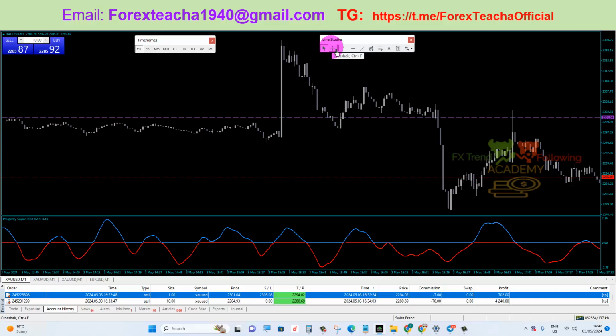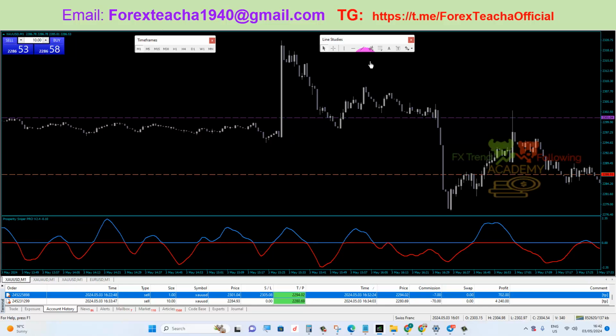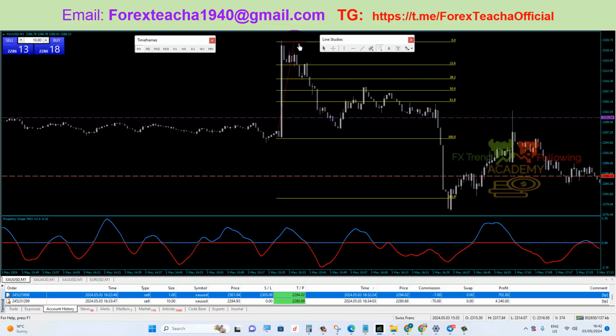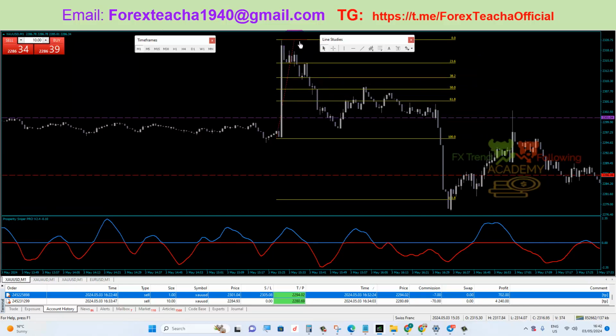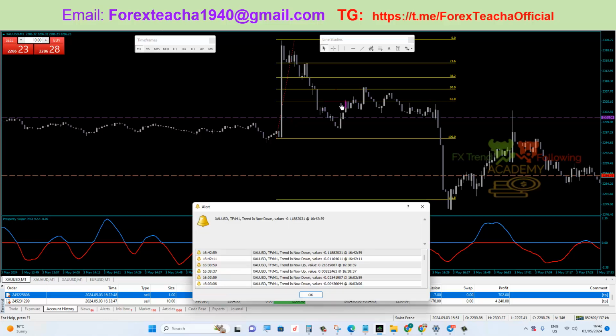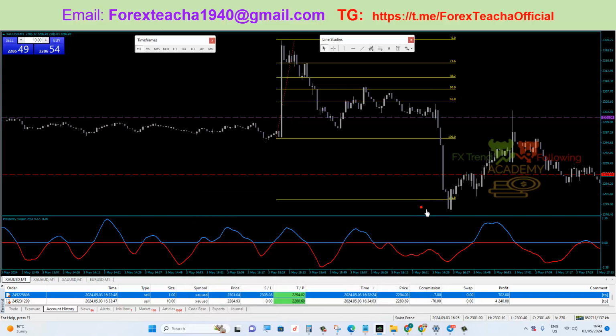Once I missed this opportunity, I went to my Fibonacci retracement right here, right? Because the first thing I want to do is try to calculate. Fibonacci has some key levels where the price is most likely to retrace, right? The main key level is this one right here, which is the 61.8. Once the 61.8 is broken, like what you see right here, it simply means the direction of the market has changed.